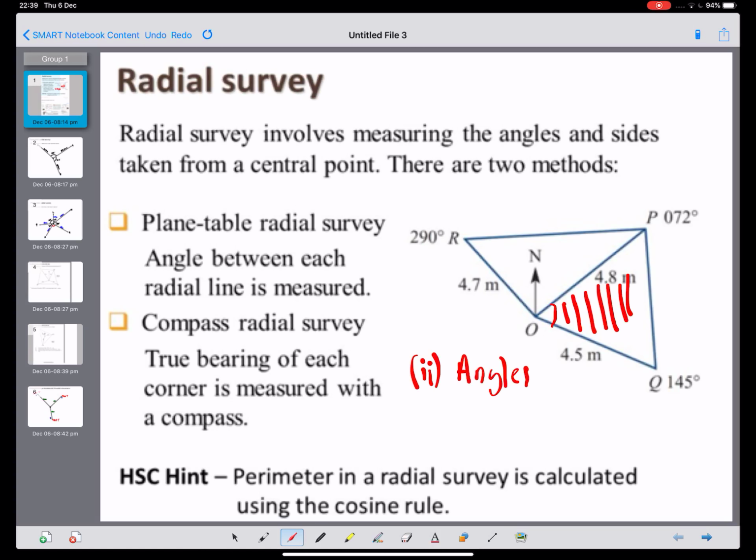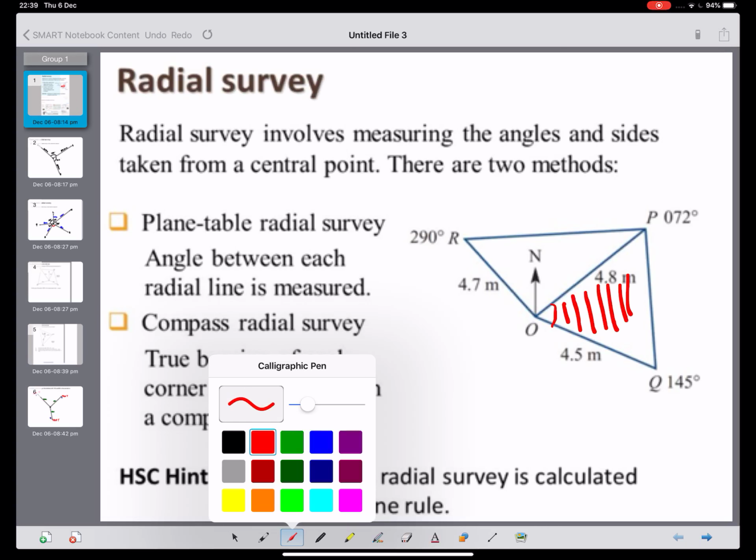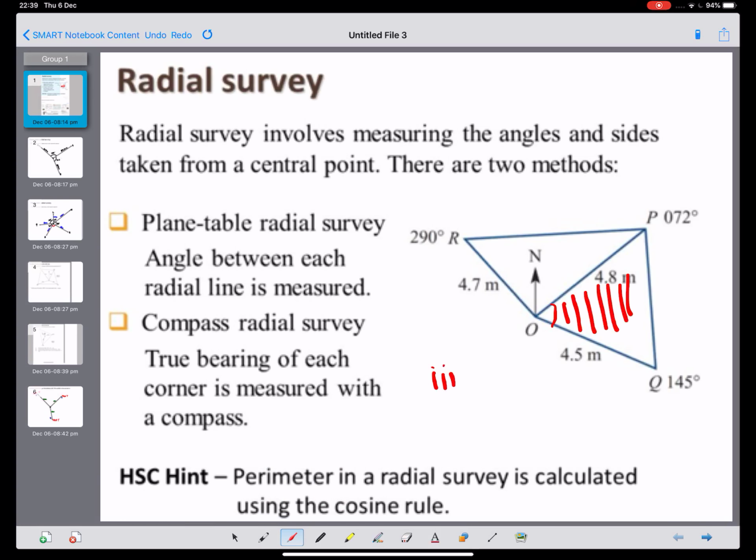And the third thing we're asked to find are lengths. And there's a hint down the bottom for calculating lengths. The perimeter of a radial survey is calculated using the cosine rule. Okay, so let's have a look at some radial surveys.